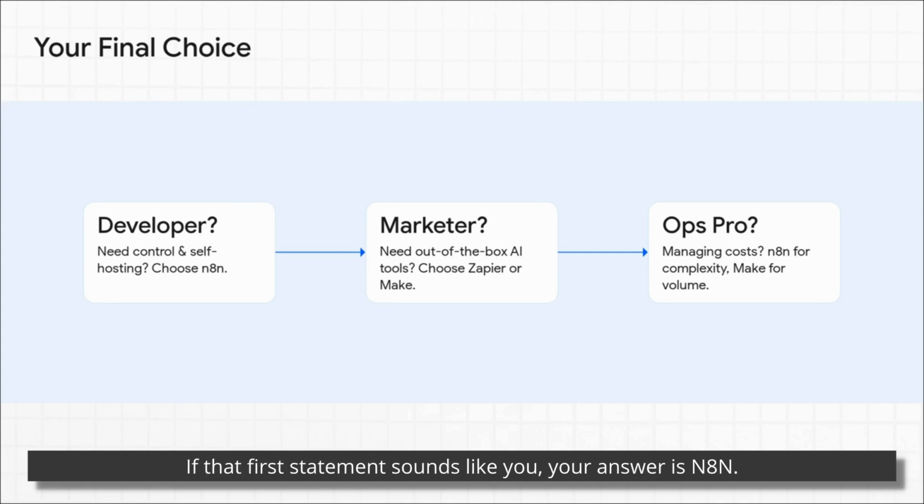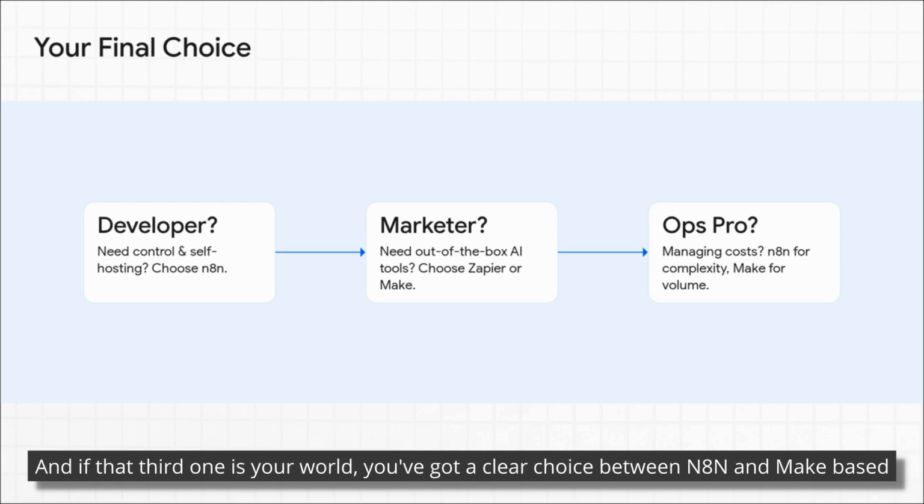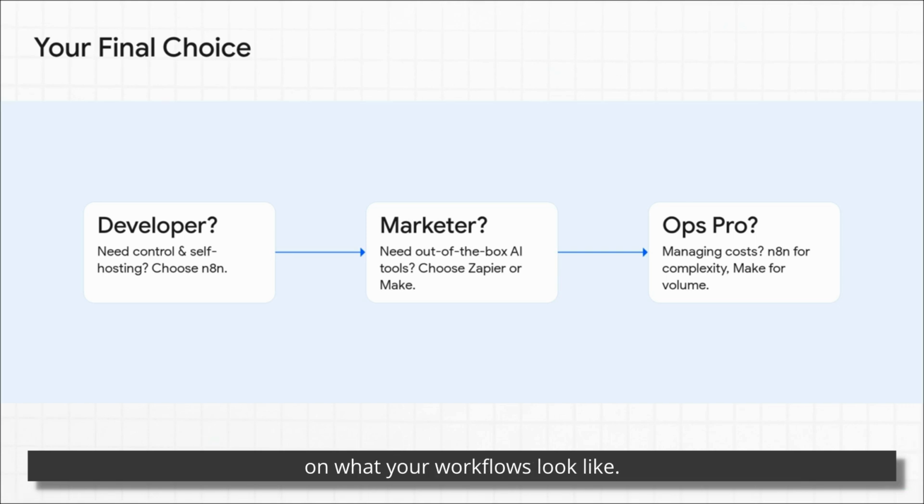If that first statement sounds like you, your answer is n8n. If the second one is you, you're evaluating Zapier and Make. And if that third one is your world, you've got a clear choice between n8n and Make based on what your workflows look like. See? It all comes back to who you are.